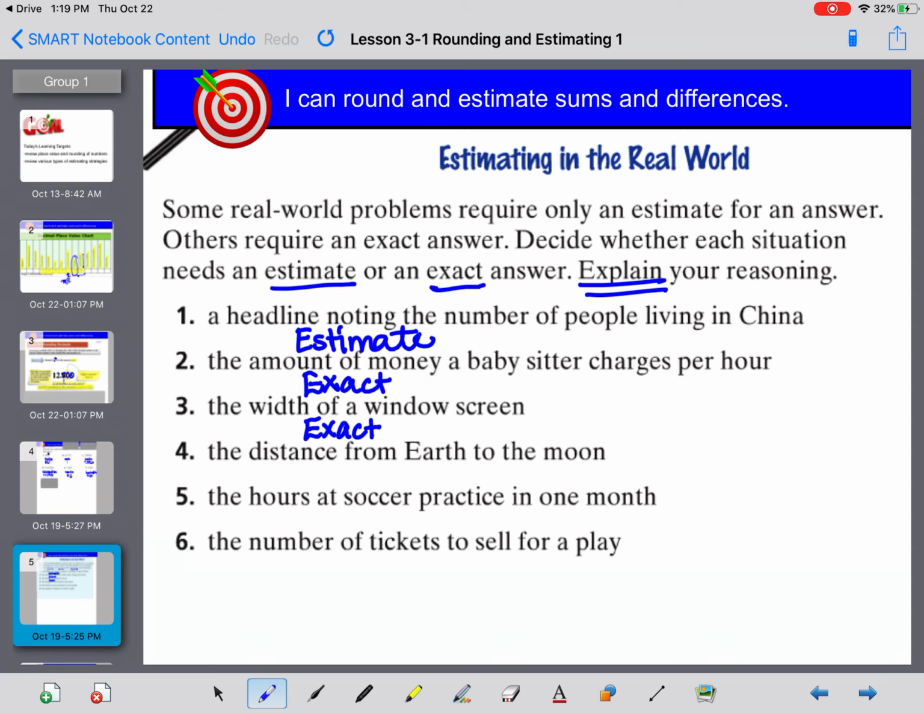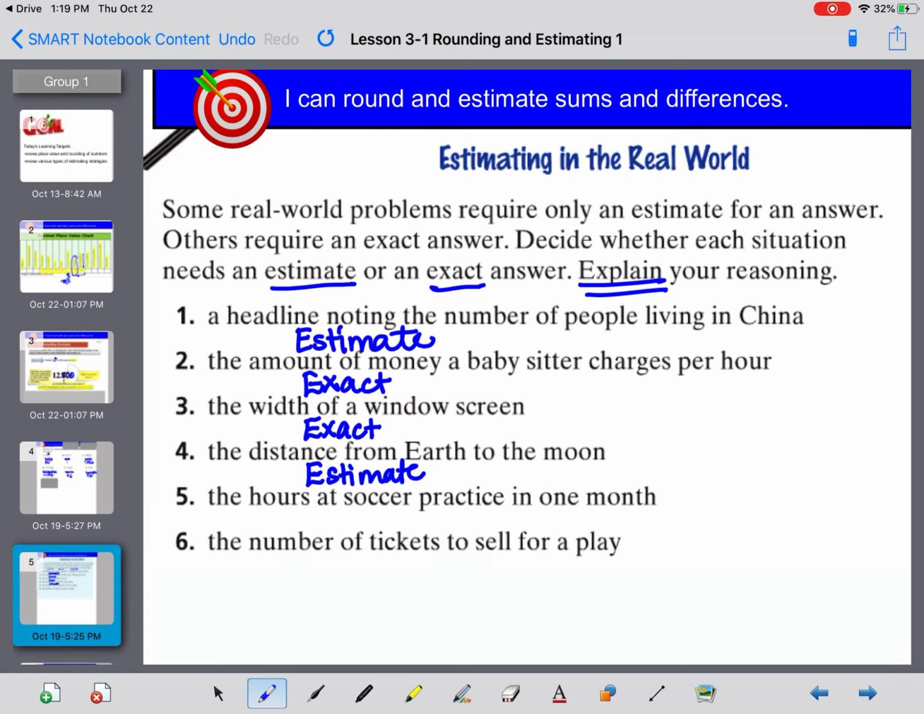Number 4, the distance from the Earth to the Moon. When it's an exceptionally large value, like in question 1 where we're talking about the population of China, or the distance from the Earth to the Moon, estimates are usually best.